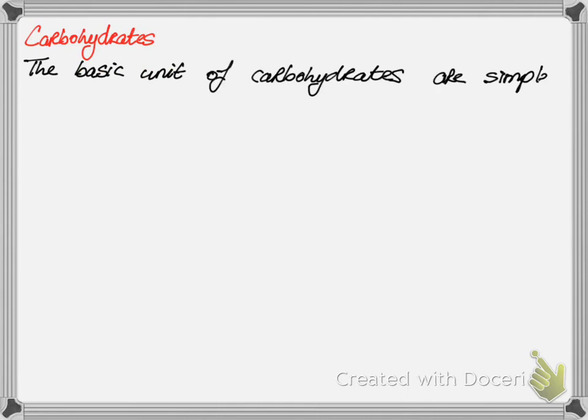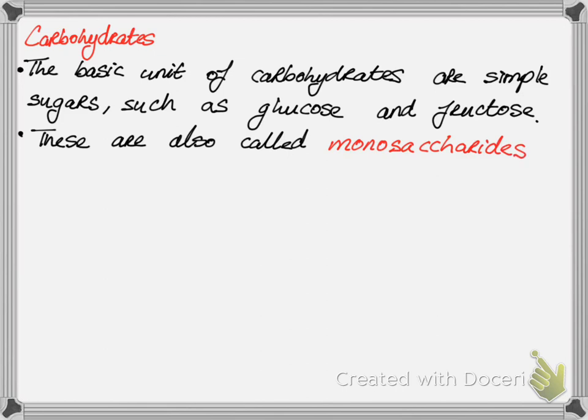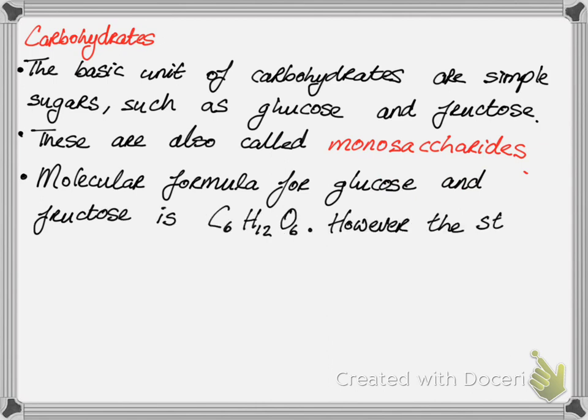First group is carbohydrates. The basic units of a carbohydrate are simple sugars, e.g. glucose and fructose. These are also called monosaccharides, mono meaning one. The molecular formula for glucose and fructose is the same, it is C6H12O6. However, the structures are very different.